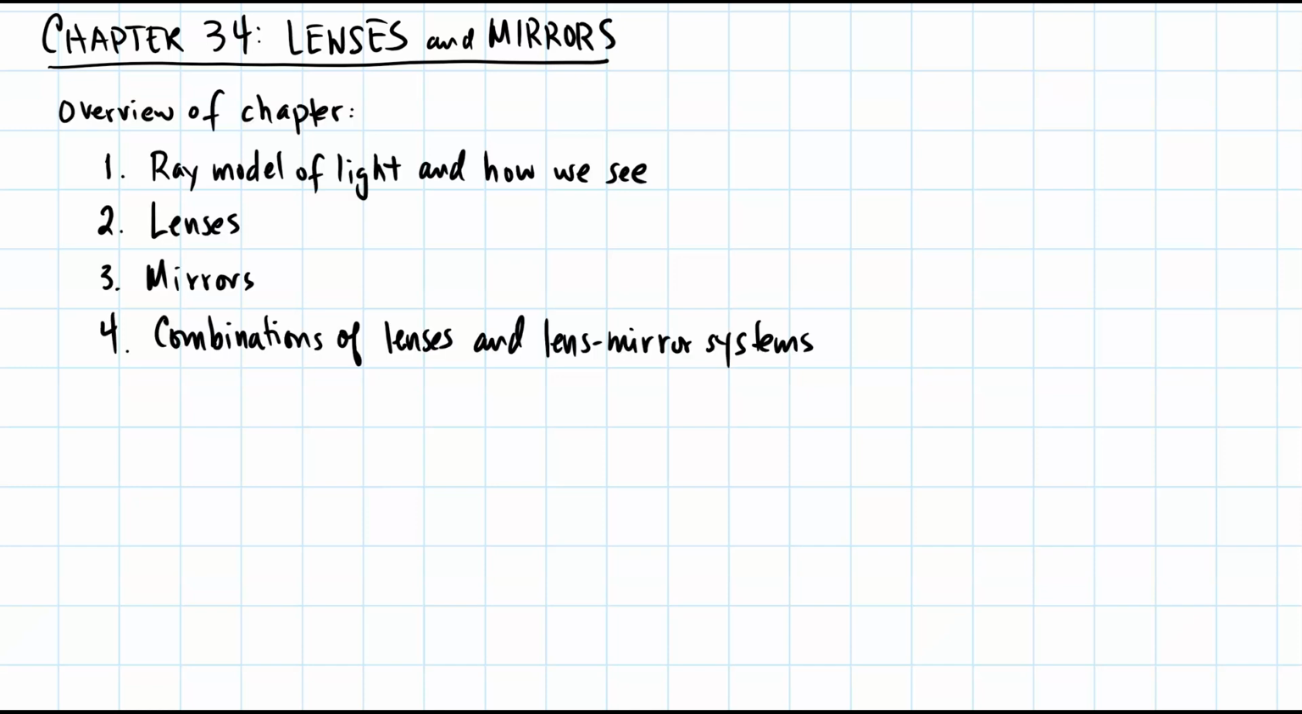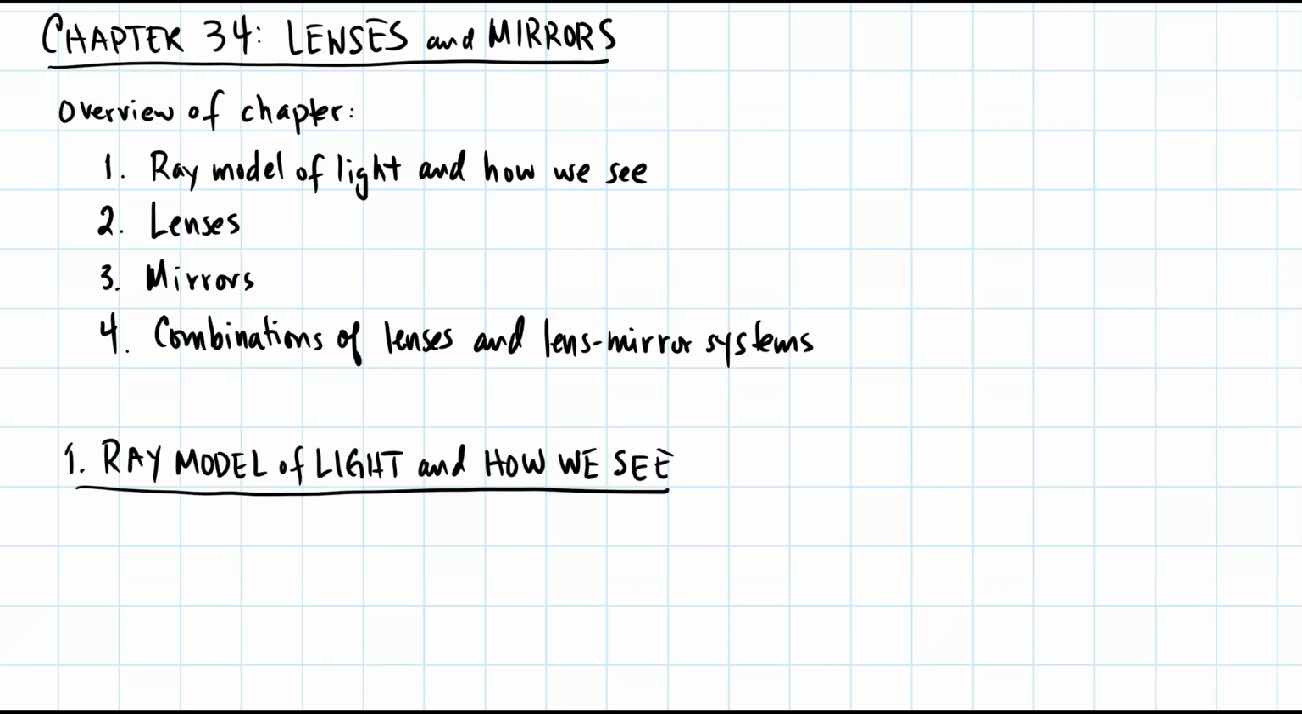So now I'm going to start with number one, which is the ray model of light and how we see. Our everyday experiences tell us that light travels in straight lines. For example, think about a flashlight or a laser. This model is an oversimplification of reality, but useful nonetheless. So now what I want to do is highlight what I mean by the ray model of light. And it turns out that there are four things that we've got to talk about.